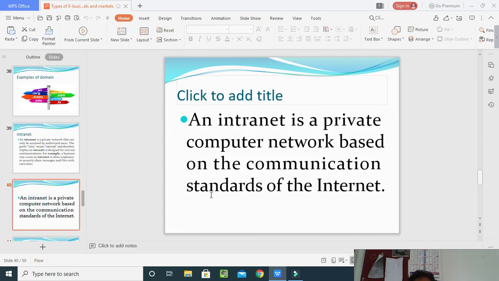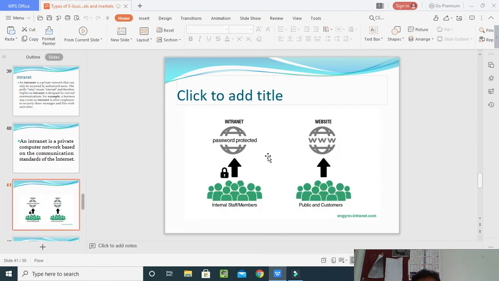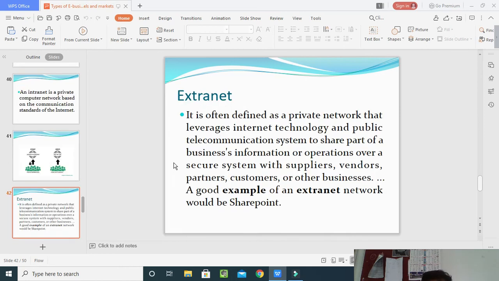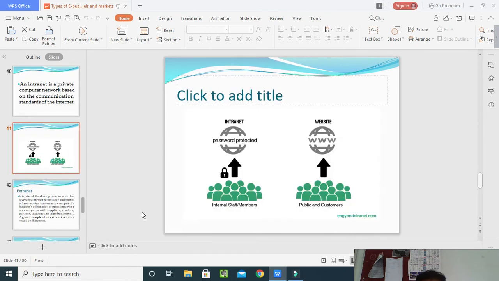Now an intranet is a private computer network based on the communication standards of the internet. It's totally a private computer network. So here you can identify the difference between an intranet and a website. An intranet is password protected, with internal staff and members, whereas a website is published to the public or customers. Everyone can utilize this. I hope you have understood with the help of this picture.